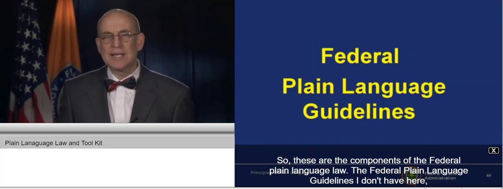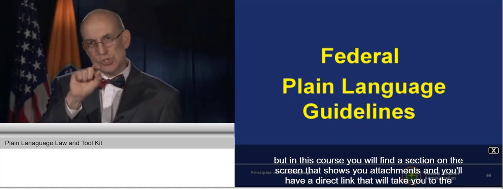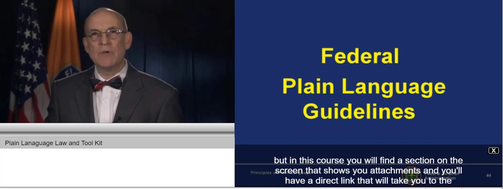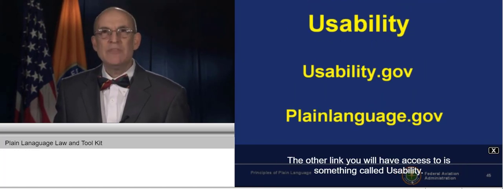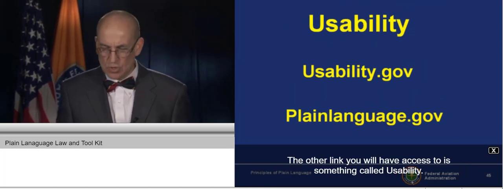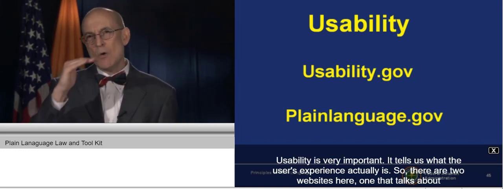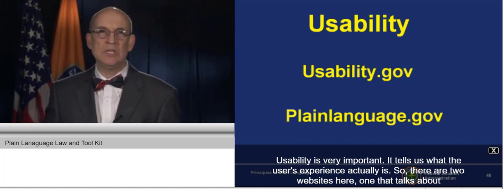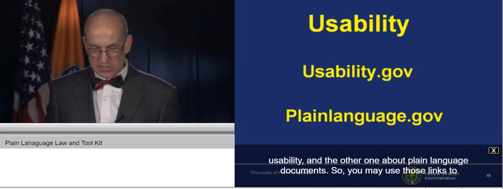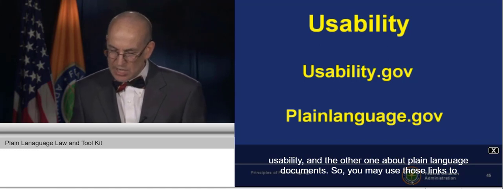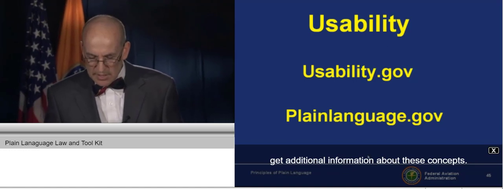The federal plain language guidelines I don't have here, but in this course you will find a section on the screen that shows you attachments, and you will have a direct link that will take you to the federal plain language guidelines should you wish to review those. The other link that you will have access to is something called usability, because usability is very important. It tells us what the user's experience actually is. So there are two websites here, one that will give you information about usability, and the other one about plain language documents. So you may use those links to get additional information about these concepts.